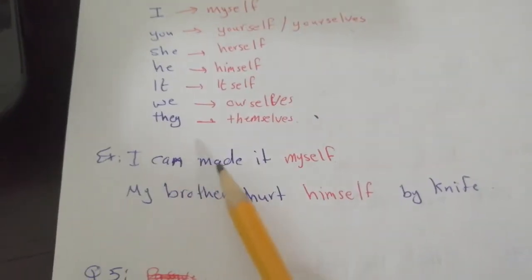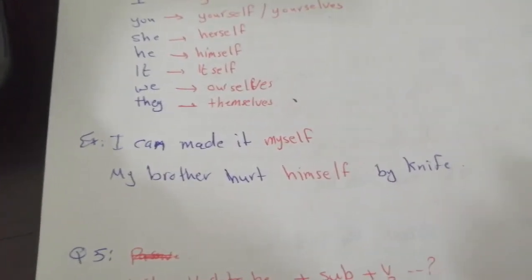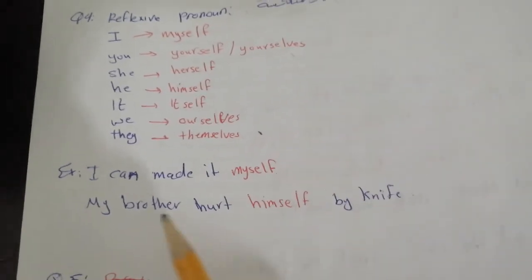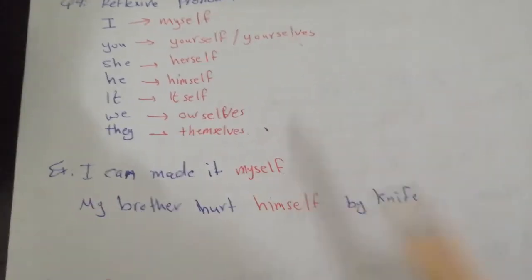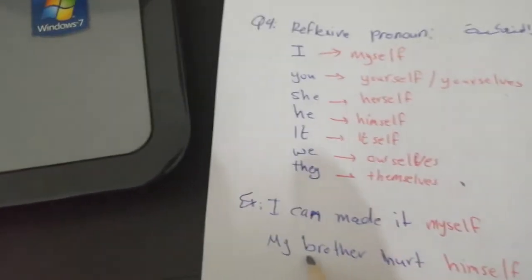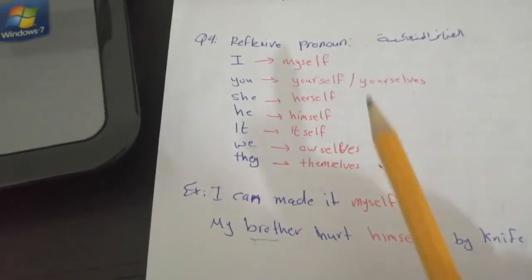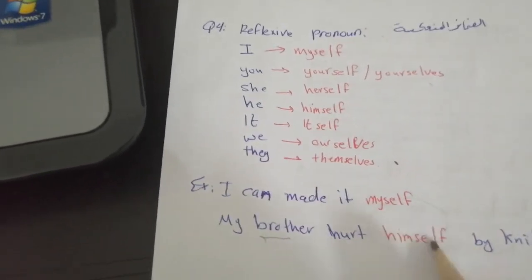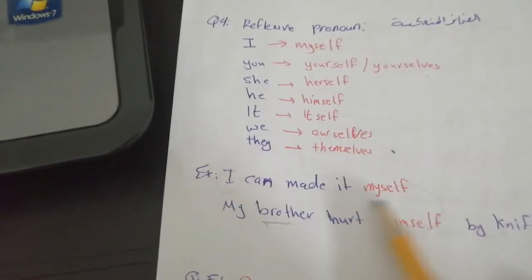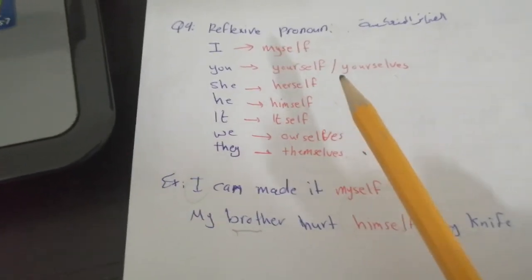Example: I can make it myself. أنا بقدر أصنعها بنفسي. My brother hurt himself with a knife. يعني أخوي جرح نفسه بالسكين. My brother هاي related brother boy related to he. نحكي إنه هو جرح حاله إنه هو إيش؟ he refers to himself. I هون refers to me, to myself. You have to memorize these reflexive pronouns.